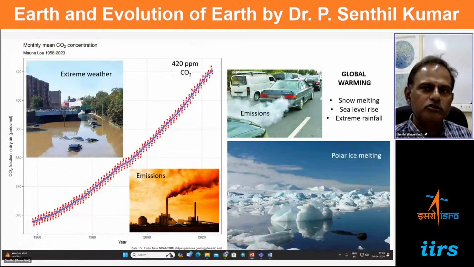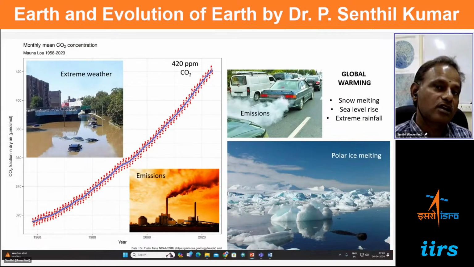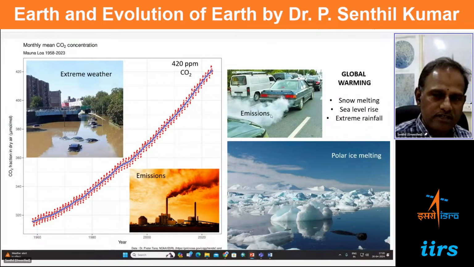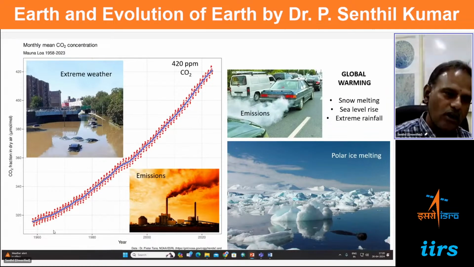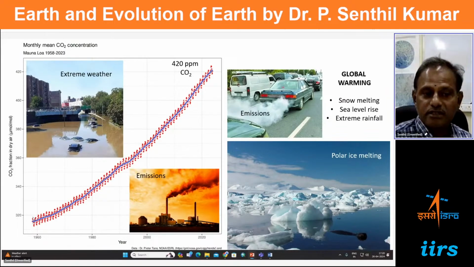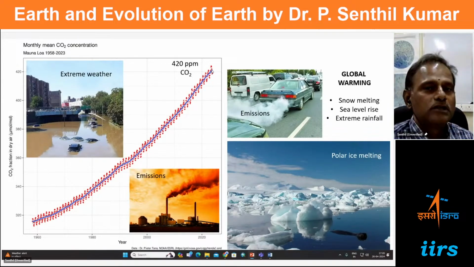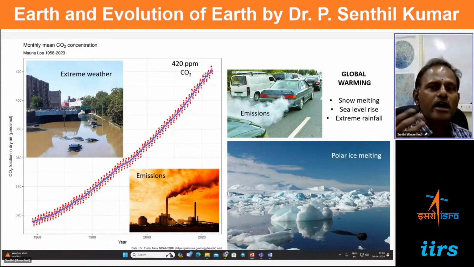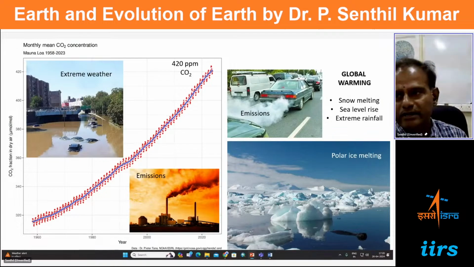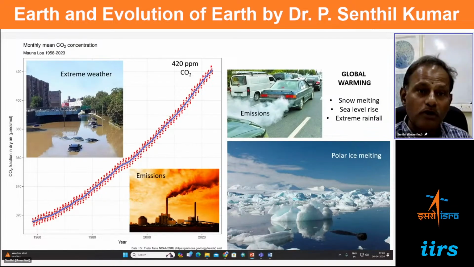Now we come to today. The problem is global warming. It all comes from carbon dioxide, carbon monoxide, and sulfur dioxide, all of them coming from the emissions of vehicles and factories. The carbon dioxide content was less than 300 parts per million around 1960. Now it has increased to more than 400 ppm. So this addition of 100 ppm more carbon dioxide caused global warming.